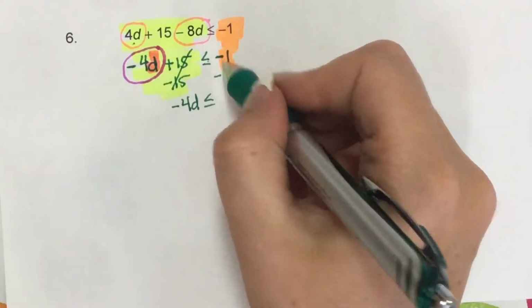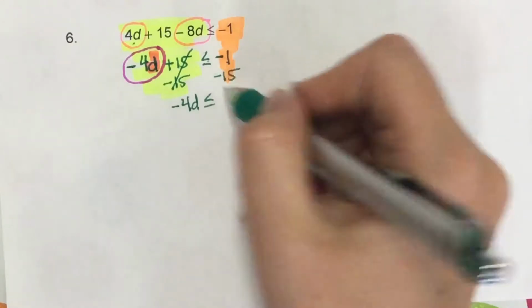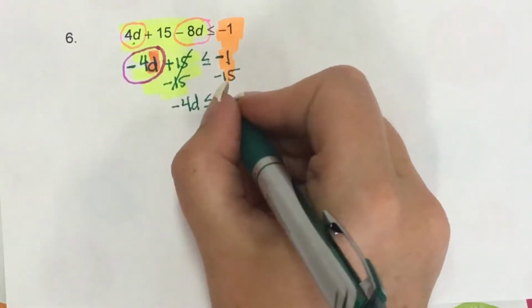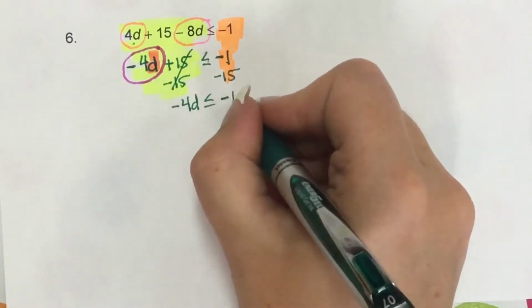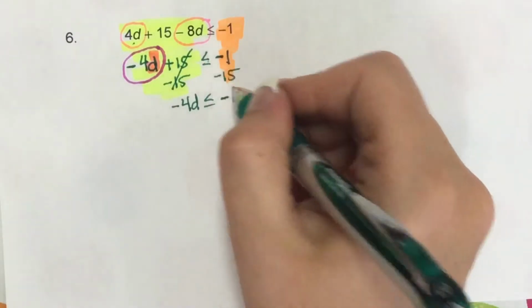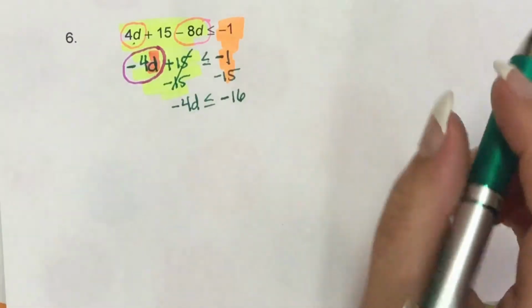So we have a negative here and we have a negative here. Whenever you're adding two negatives, you keep the negative sign and you just add the numbers. 1 plus 15 is 16. So negative 1 minus 15 is equal to negative 16.